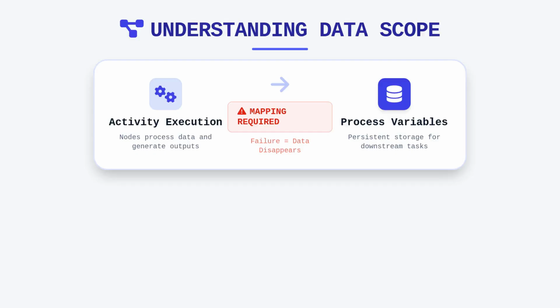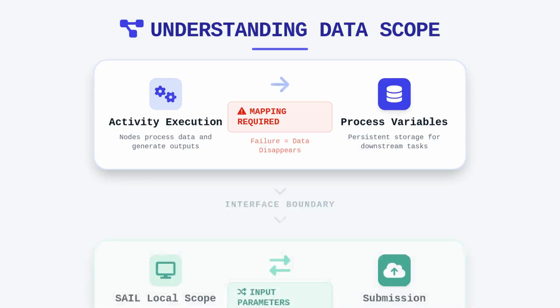Furthermore, when you are working with user interfaces, you are often interacting with these variables through the SAIL framework. SAIL interfaces have their own local variable scope, which is distinct from the process variable scope, requiring you to map process data into input parameters for your interfaces. When a user interacts with a form, they are modifying the local state of that interface, and you must explicitly define how that state is persisted back to the process engine upon submission. Failing to understand this boundary is a common source of bugs where developers expect data to flow automatically between an interface and a process without a dedicated mapping step.